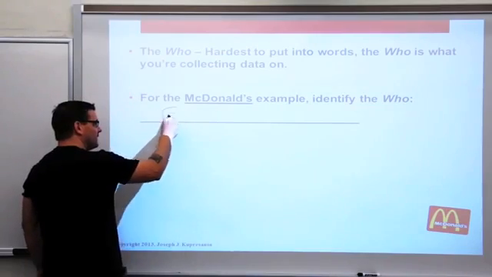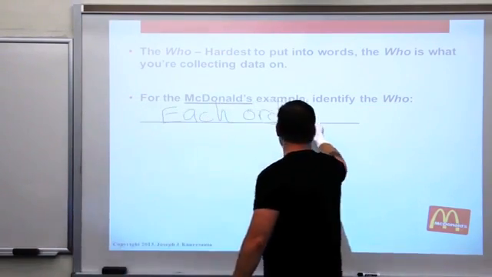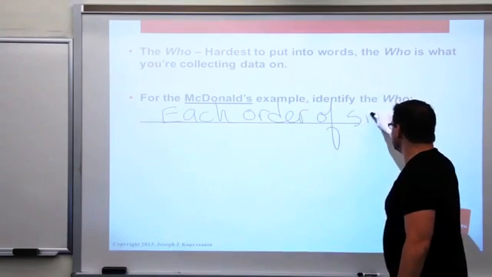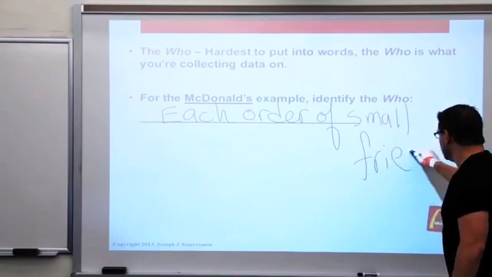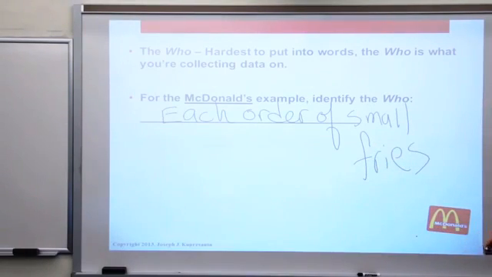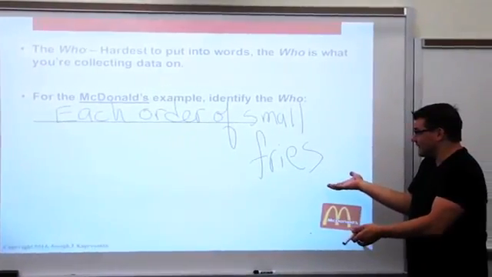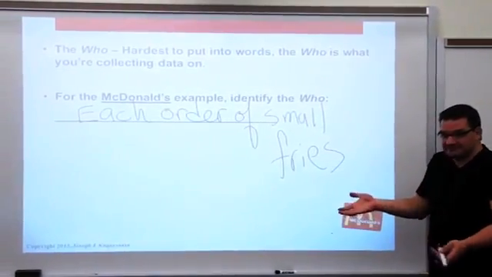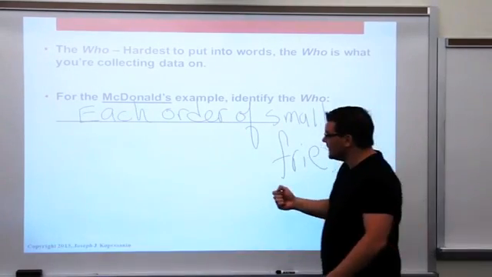Right? So for McDonald's, the who was each order of small fries. And there were some characteristics that came with each order of small fries. We'll get to that in a few slides, but that was the what. Okay? The who is what we're collecting data on.